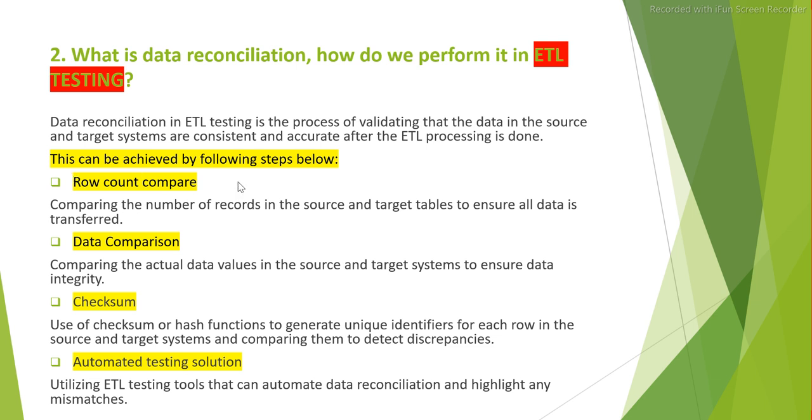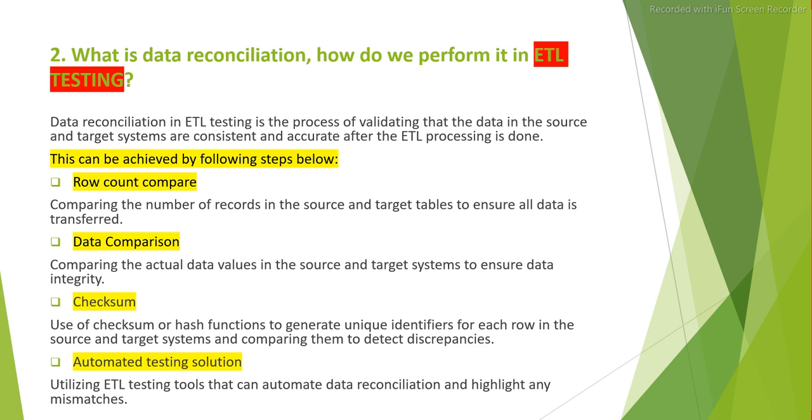First thing is row count compare. You can compare the number of records between source and target. This is one way. That will tell you that all the records which were expected to be transferred are transformed and loaded into the target. The second thing is the data comparison itself. You can take the actual column data between source and target, and compare whether the data is matching or not.